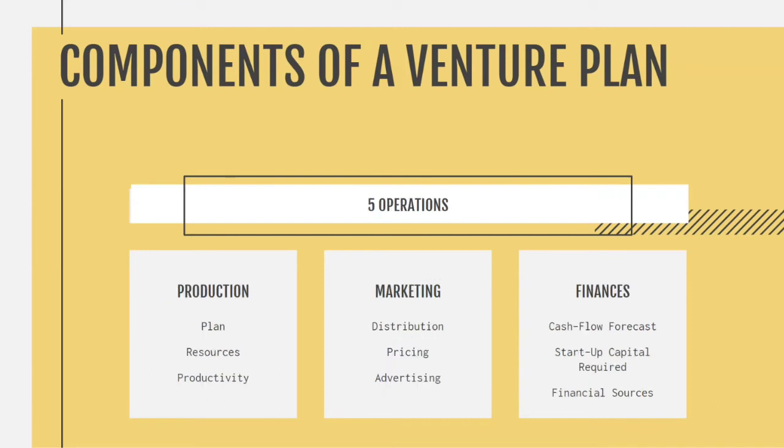All right, and then moving on, the fifth section is operations. This is literally how is this business going to run, and it should look through the full first year of your business being in operation, and you can even look beyond that as well. So the first section is production.